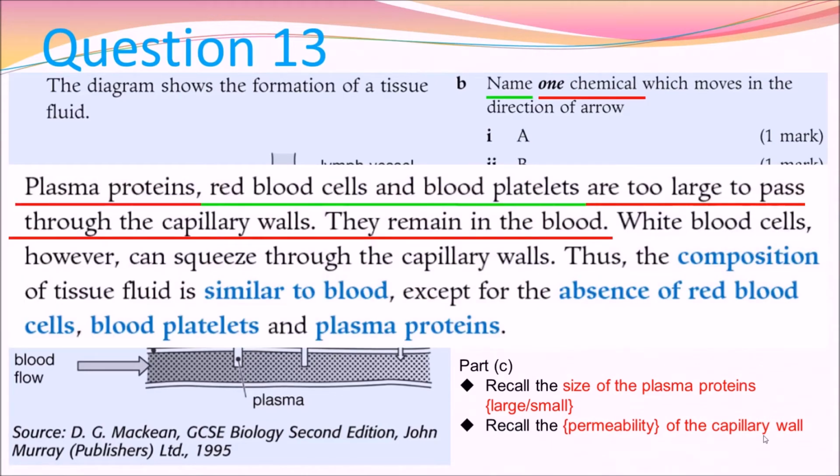Plasma proteins, red blood cells, and blood platelets are too large to pass through the capillary walls. They remain in the blood. Red blood cells, however, can squeeze through the capillary wall because they can change shape, right? So the composition of the tissue fluid is similar to blood, except for the absence of red blood cells, blood platelets, and plasma proteins. So you tell me why the plasma proteins cannot go out of the capillary wall and remain in the blood. Easy idea.